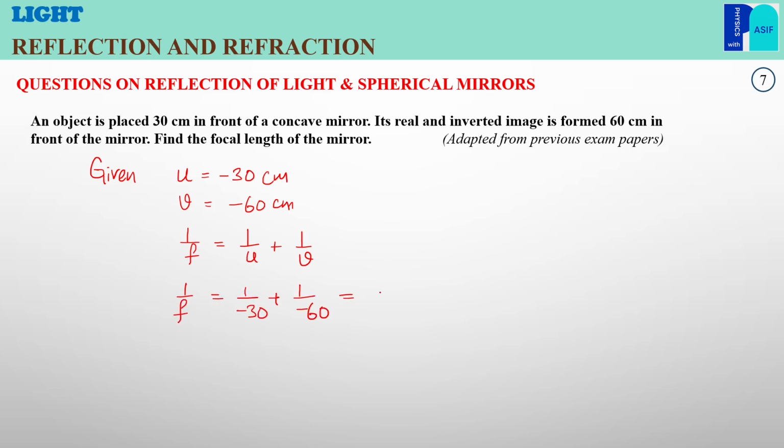Okay, we make the denominator same just by multiplying the first term with 2, that is 2 by 60, that must be minus. So this is again minus 1 by 60. If you take the LCM, it is 60. We write minus 2 minus 1, that is equal to minus 3 divided by 60. So here 1 by f is equal to minus 3 by 60. Therefore, f must be minus 60 by 3. Therefore, the answer is minus 20 centimeter.